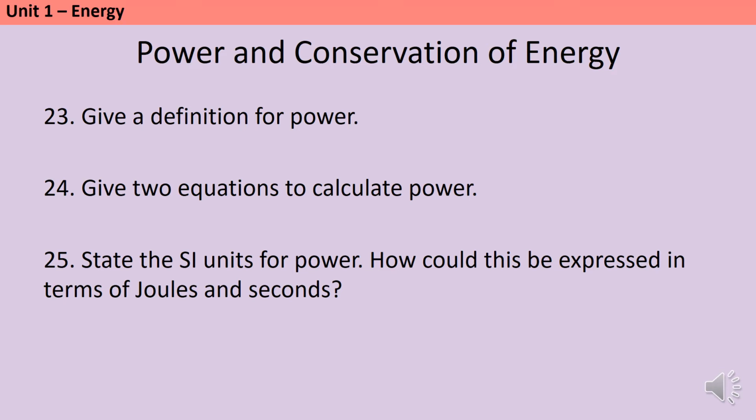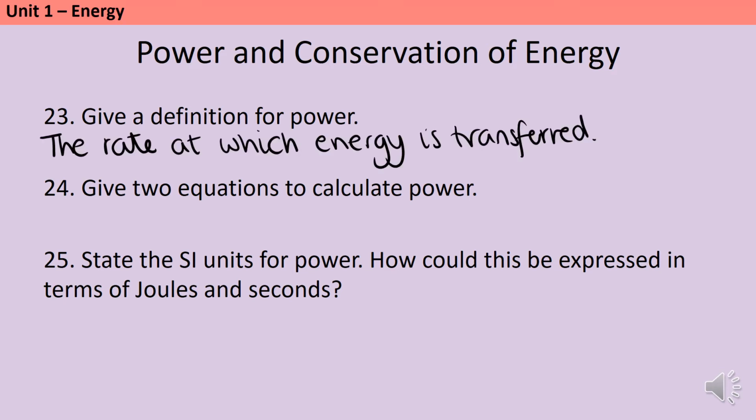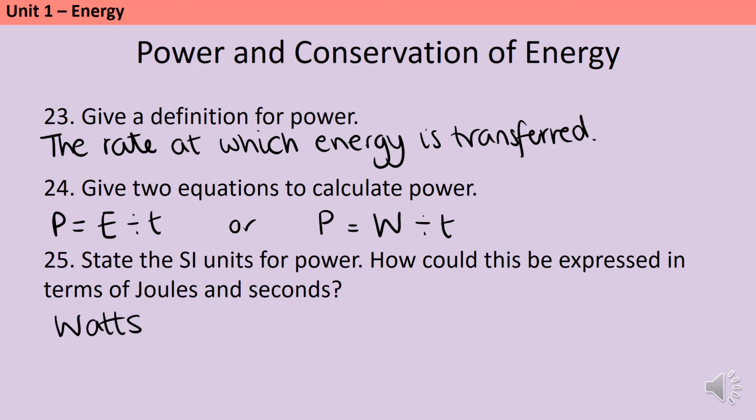Power is the rate at which energy is transferred or work is done. In other words, the higher the power of an appliance, the faster it's able to transfer energy. The 2 equations to calculate power are energy divided by time and work divided by time. But remember, both energy and work are measured in joules, so it's essentially the same calculation. The SI units for power are watts. A watt is the same thing as a joule per second.